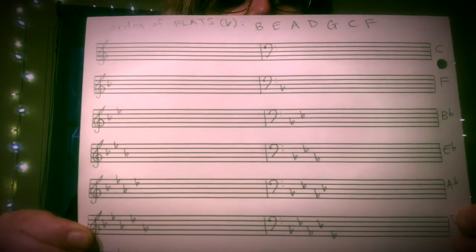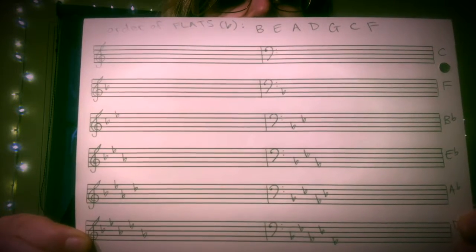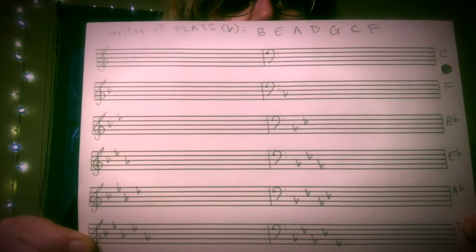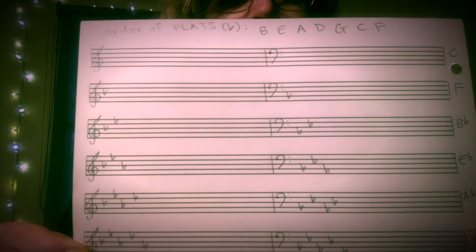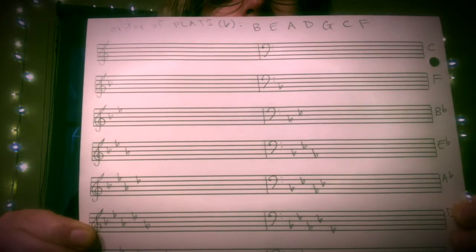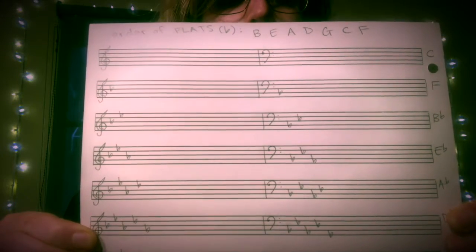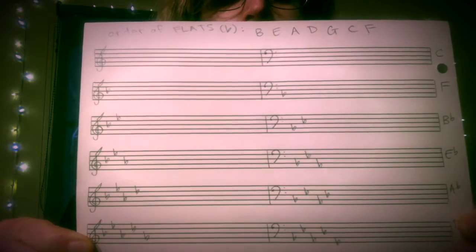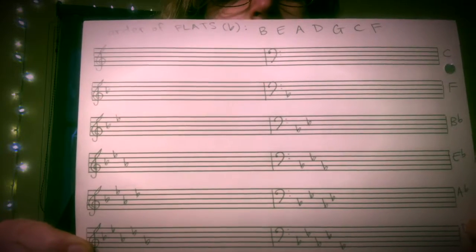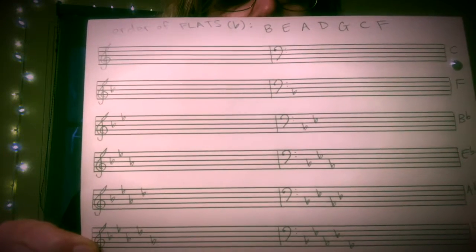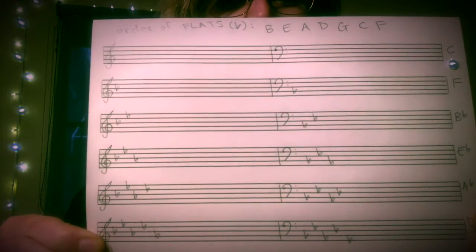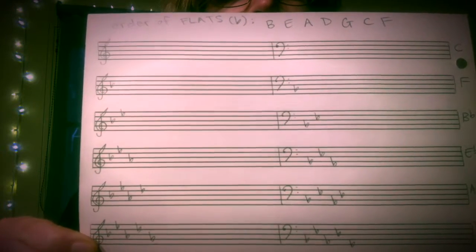If you have 2 flats in your key signature, those flats will be B flat and E flat, because B is the first letter and E is the second letter in your order of flats. If you have 4 flats in your key signature, those flats will spell the word bead, B-E-A-D: B flat, E flat, A flat, and D flat, because B comes first, E comes second, A comes third, D comes fourth in your order of flats.